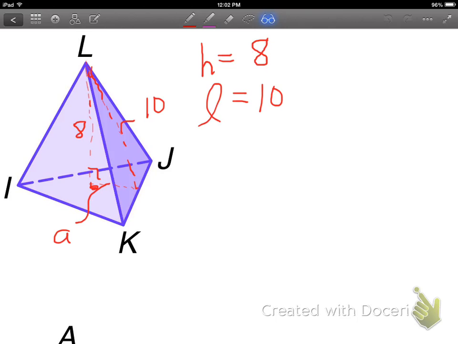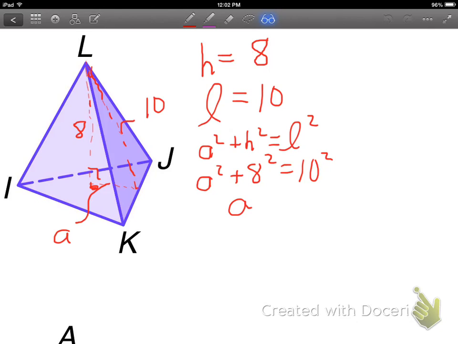And what we always know is that the apothem squared plus the height squared is equal to the slant height squared. So this is going to be a squared plus 8 squared equals 10 squared. When we solve that, we're going to get an apothem of length 6.